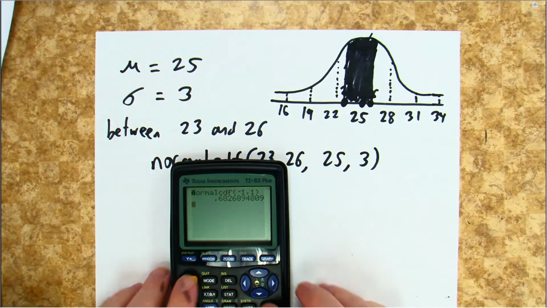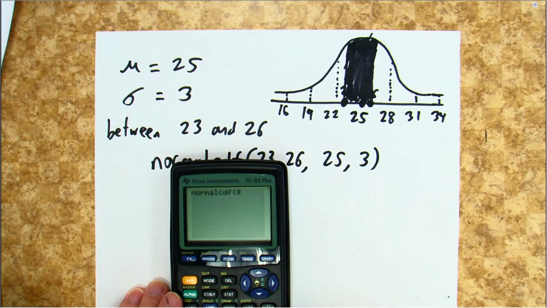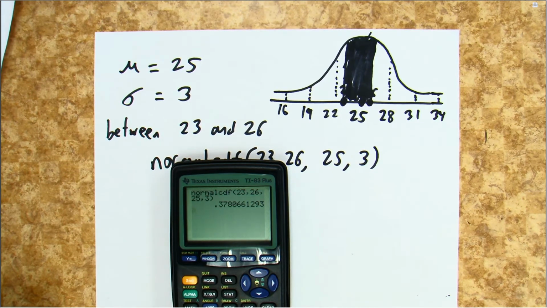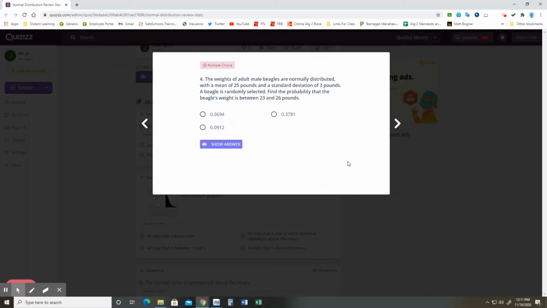Just to take a look as to what that would be, 23, 26, 25, 3 gives you approximately 37.8%, but 0.378 is another acceptable way of writing that answer, which you can see the decimal right there.